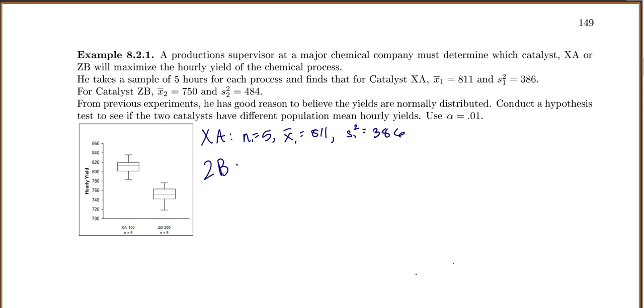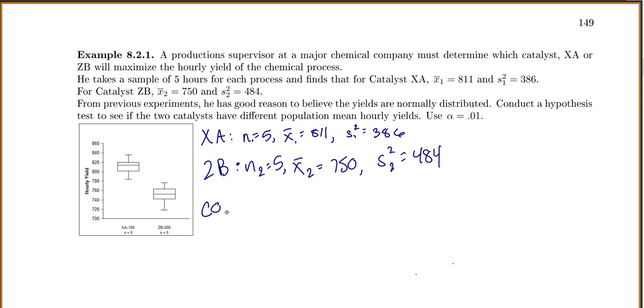For ZB, we again have a sample size of 5. That sample mean is 750, and that variance is 44. Just writing it all out like this helps me keep track of everything. From previous experiments, he has good reason to believe that the yields are normally distributed.